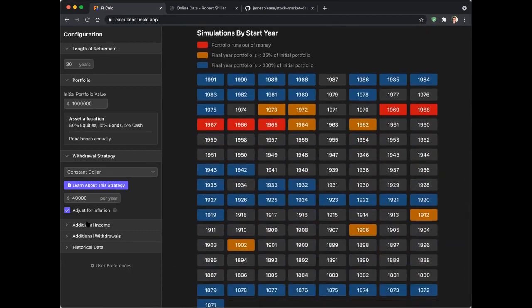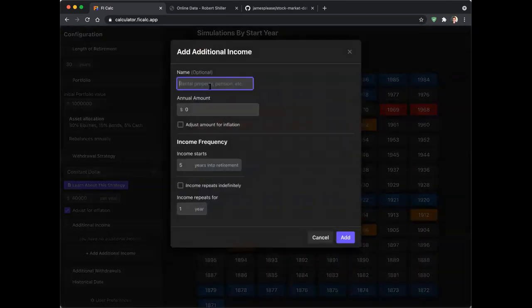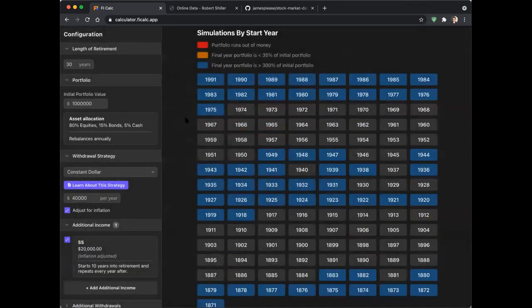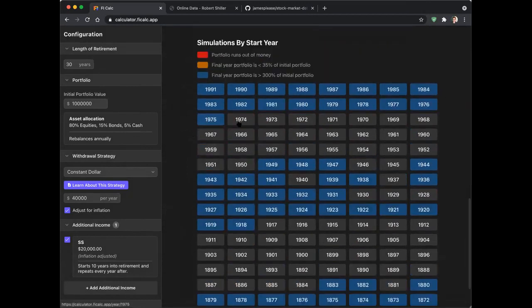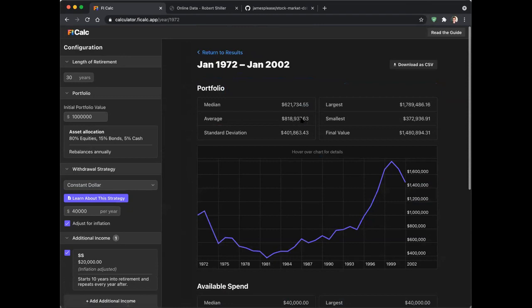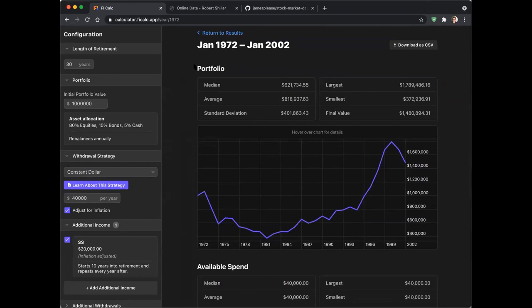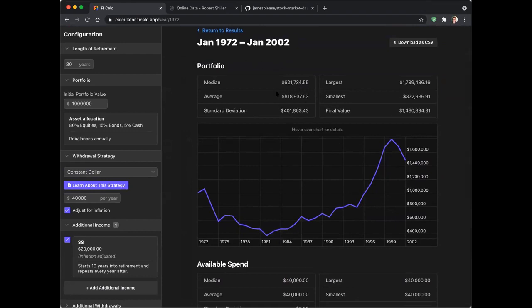All right, so I'll hop on in. I'm actually going to turn back on that Social Security for $20,000, starting 10 years in, lasts forever, adjusting for inflation. So I'm going to turn that on, and we're just going to hop on in here. You can see that has a pretty cool result on our retirement. And I'll hop into 1972 and we'll see what happens. So you can see portfolio information about this particular retirement from 1972 to 2002.